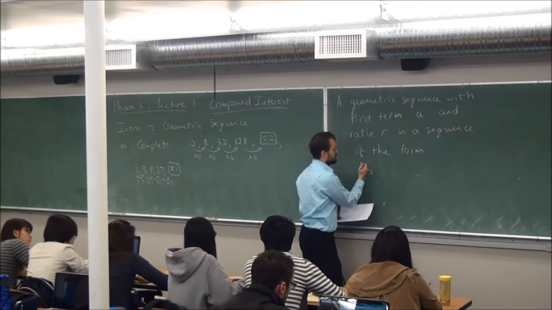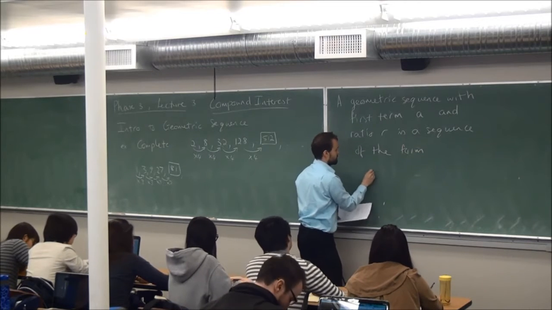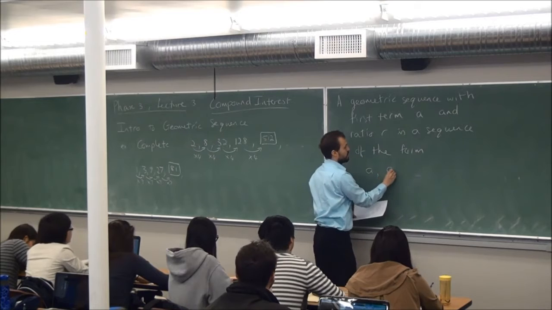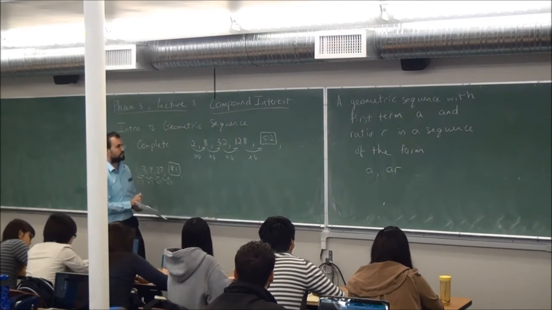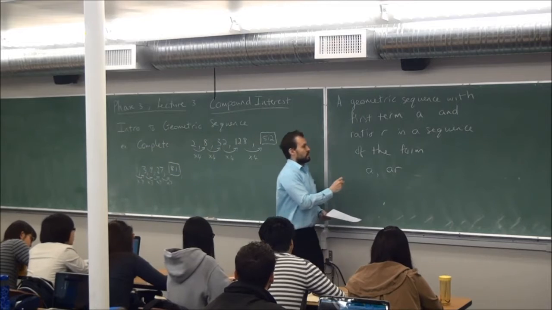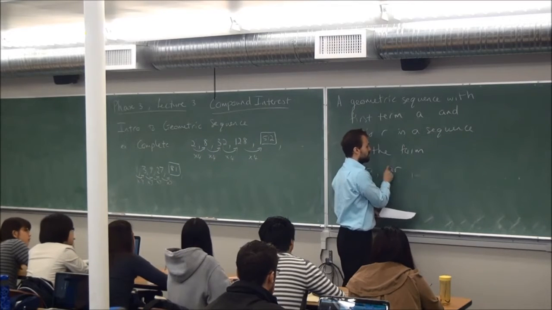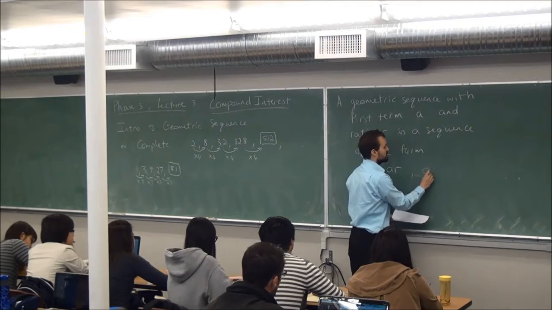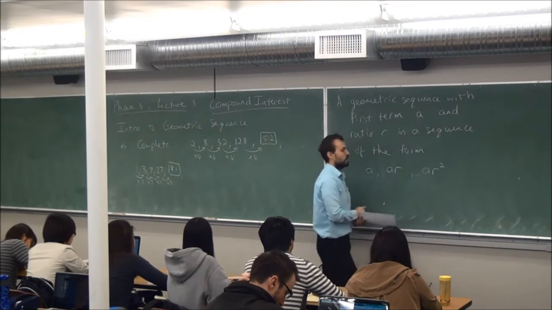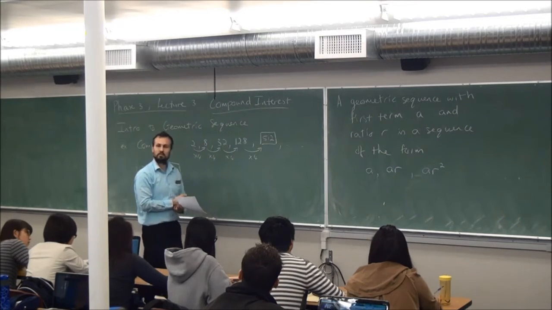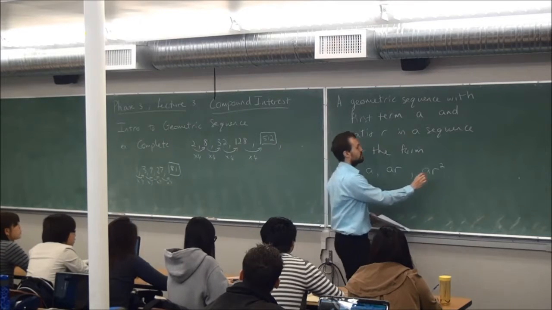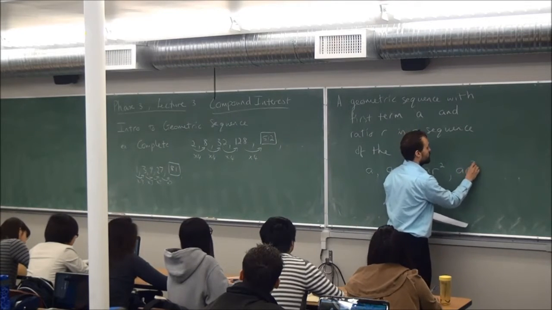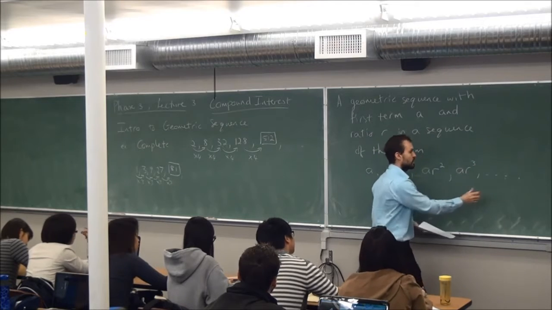Starts with A. Then A times that number, maybe a 4, maybe a 3, doesn't really matter. Then this times R is going to be A times R squared. And I can continue like that. A R cubed, and however far I want to go.